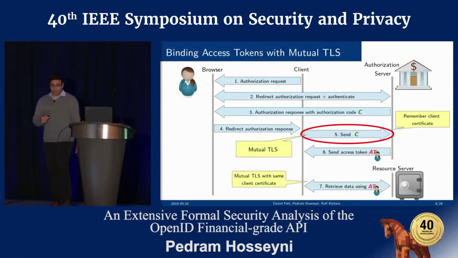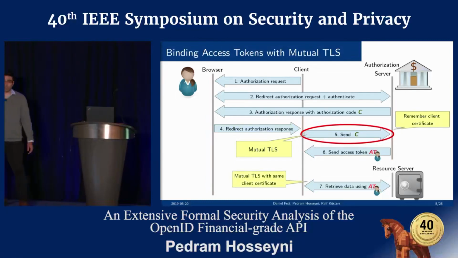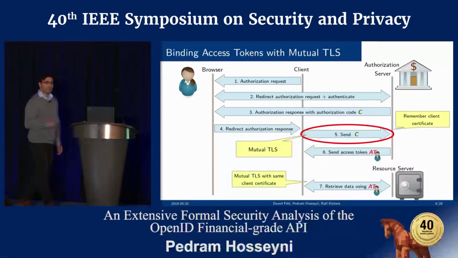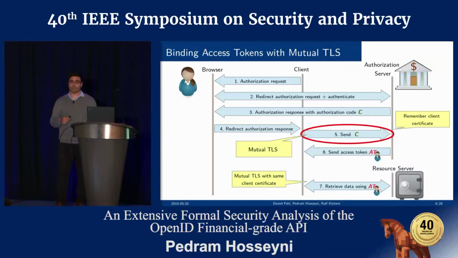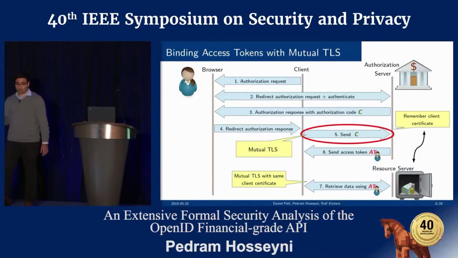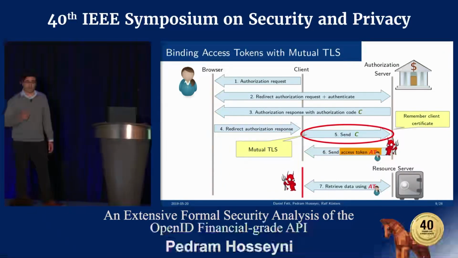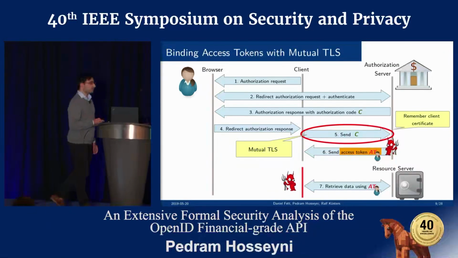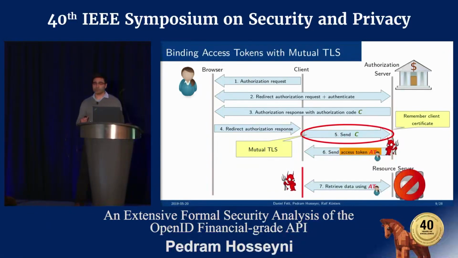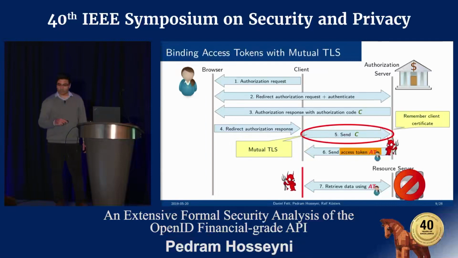And what happens now is when sending the access token for getting access to resources, the client is required to use, again, the same certificate for TLS client authentication. And this means that, well, if the attacker steals an access token, he cannot use it because he does not know the corresponding private key. So later we will see how this mechanism can be bypassed by the attacker.